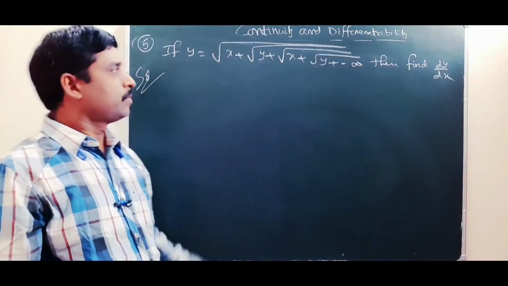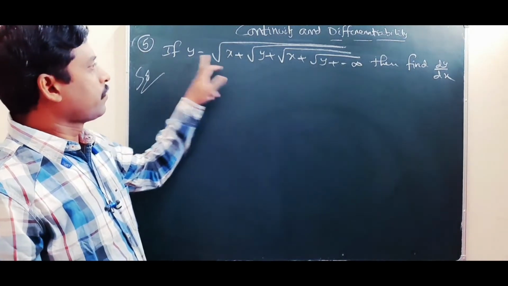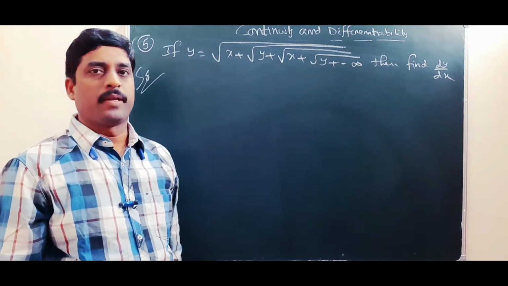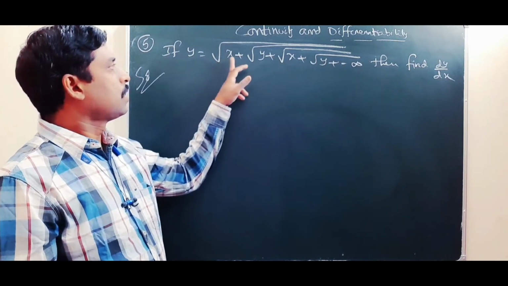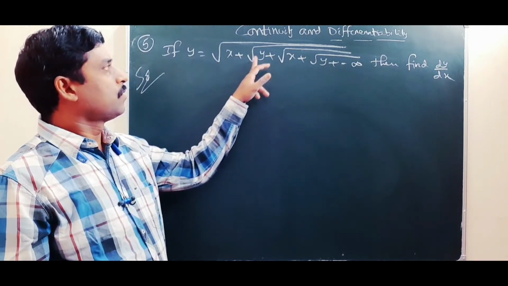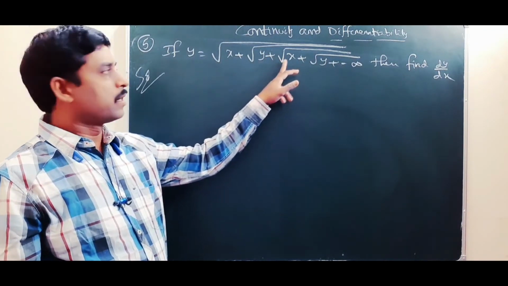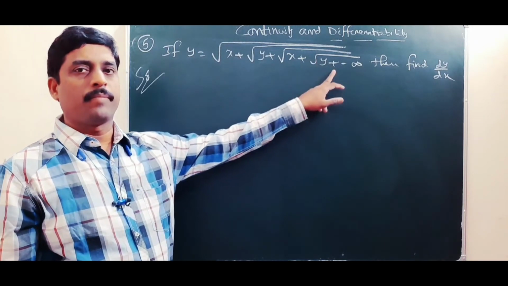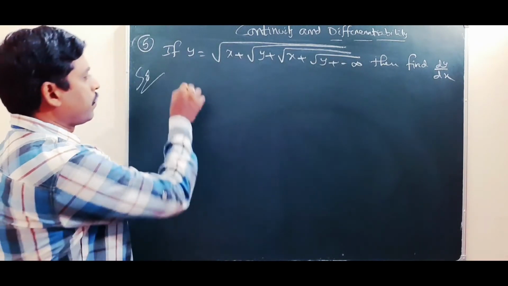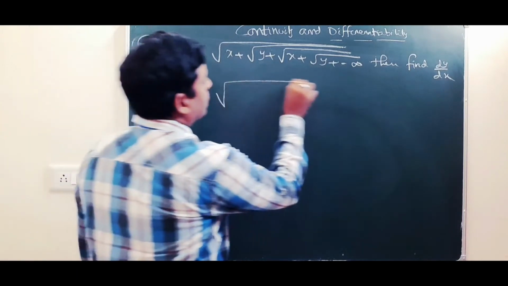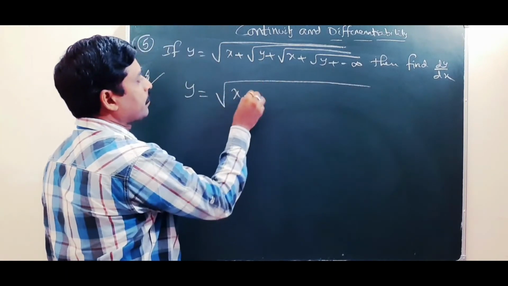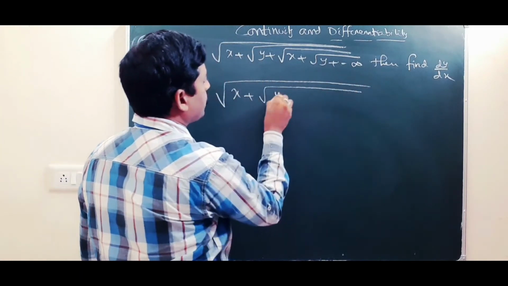Let us go to the next problem. So what is given? The y value is given, then find out dy by dx. Root under x plus root under y plus root under x plus root under y plus up to infinity terms. So y is equal to root under x plus root under y plus.